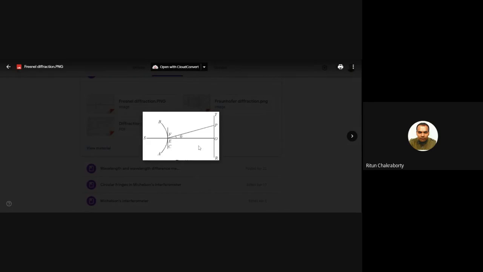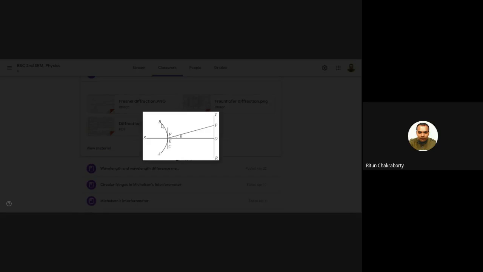So S is the source of light here. And this CEF, this straight line you see, is the obstacle or aperture in the path of light originating from the point S. And RT, this you see TPOR, is nothing but the screen on which we will obtain the diffraction pattern.